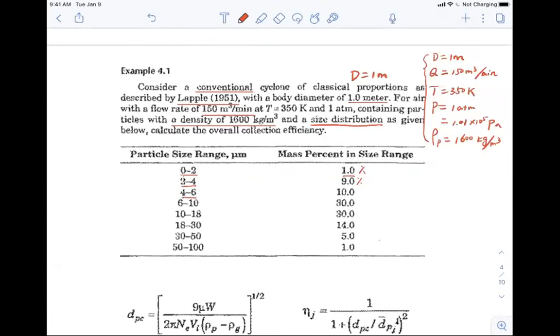And 4 to 6, that's 10%, and so on and so forth, okay? So now it wants us to calculate the overall efficiency. So how do we solve this?